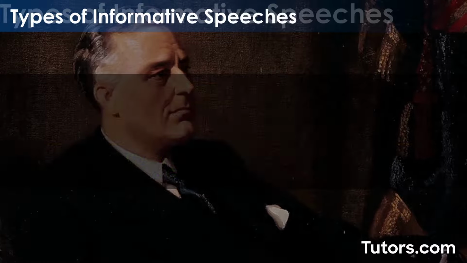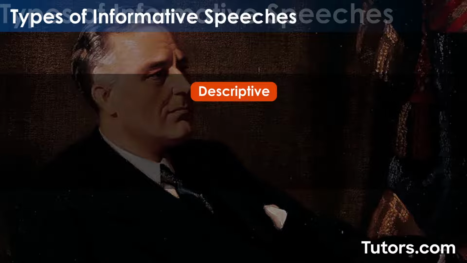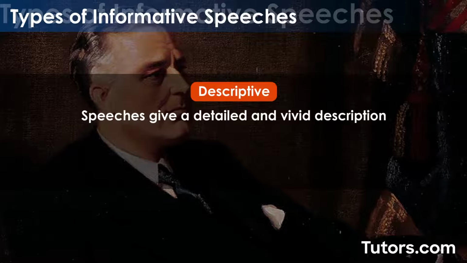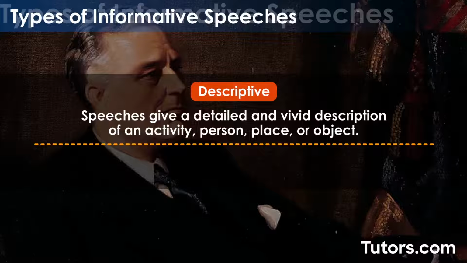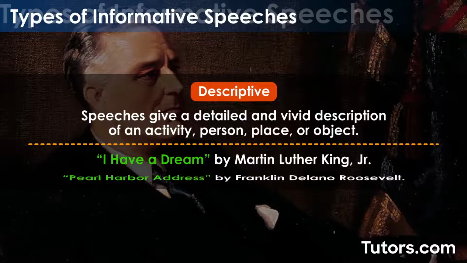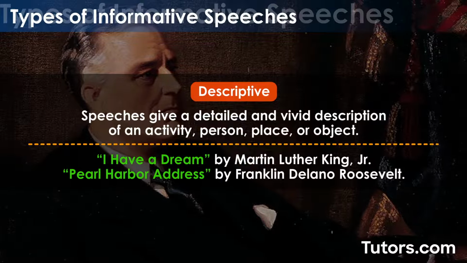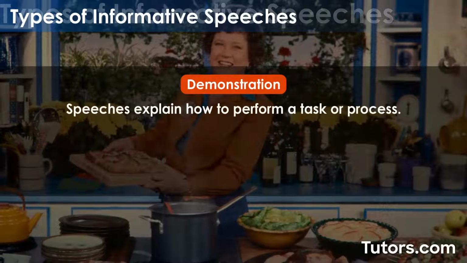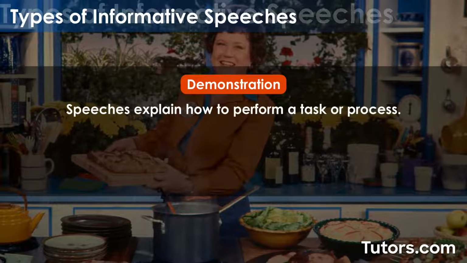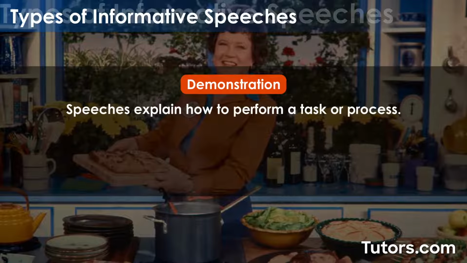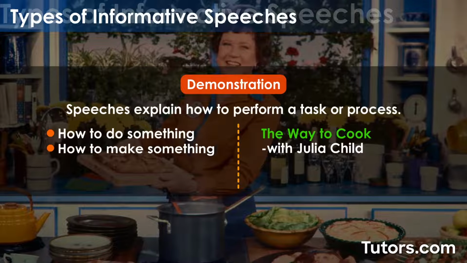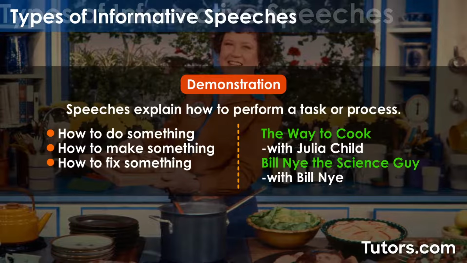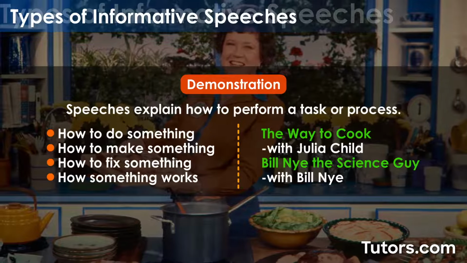The speaker of a descriptive speech provides audiences with a detailed and vivid description of an activity, person, place, or object using elaborate imagery to make the subject matter memorable. A demonstrative speech explains how to perform a particular task or carry out a process. These speeches often demonstrate how to do something, how to make something, how to fix something, how something works.